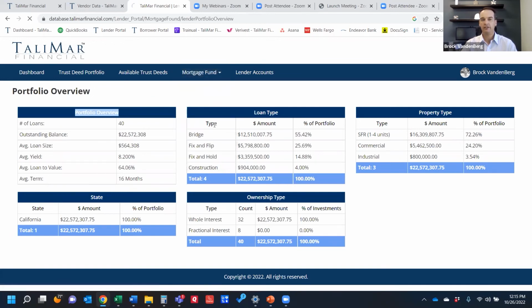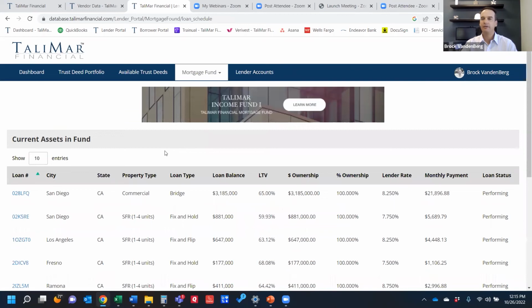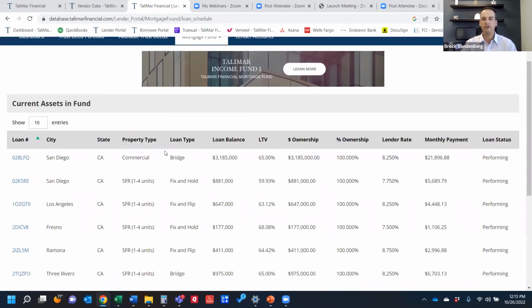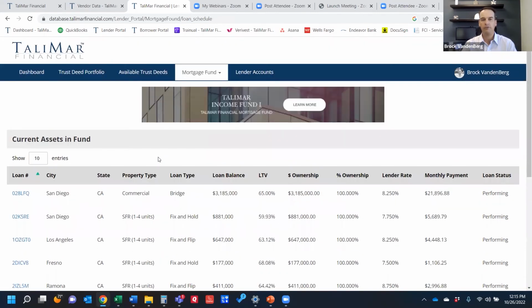You can also take a look at the loan schedule. I think this is what's really important for investors, is to understand what the underlying assets in the mortgage fund are. So we list all the loans in the portfolio, including the location of that loan, the property type that is securing that loan, the loan type, the balance, loan to value, the ownership of that loan, the lender rate of that loan, the monthly payment, and then the loan status as well.